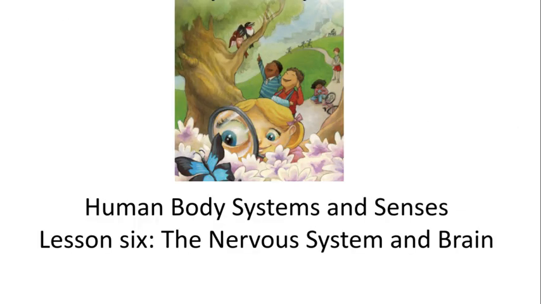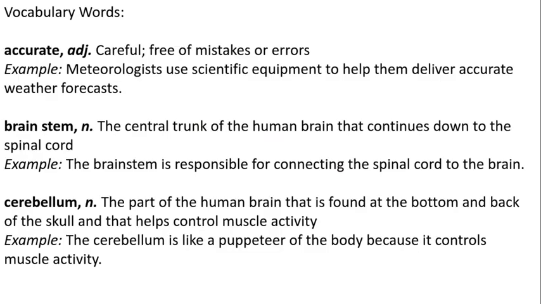I'm excited to talk more about the nervous system in the brain with you. All right, so last time we learned about the nervous system in our human body systems and senses unit. And this time we're going to learn more about the nervous system, and specifically, we're going to learn more about the brain. Your brain is very important, so we're going to learn more about it today.